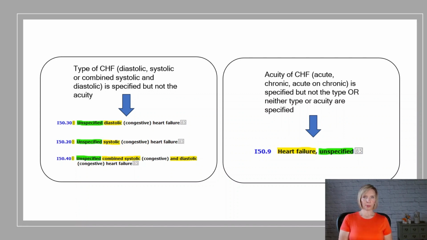On the other hand, if they specify the acuity without mentioning the type, you should code it as I50.9 for unspecified heart failure, because ICD-10 doesn't have codes for acute, chronic, or acute on chronic heart failure of an unspecified type. So for example, if they document chronic congestive heart failure without further information, you would assign code I50.9 for unspecified heart failure. If neither the type nor the acuity of the congestive heart failure are specified, you would also assign I50.9 for unspecified heart failure.